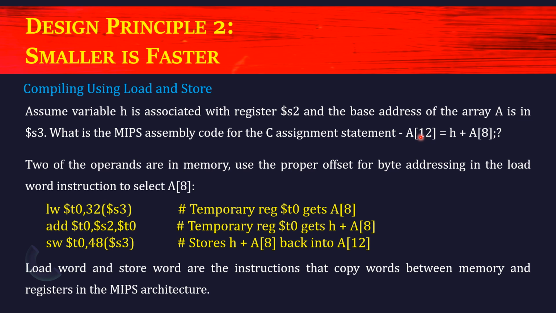We need to make use of multiples of 4. 12 times 4 is 48. So we need to add an offset of 48 to the starting address in $S3. We are going to store the word from $T0 to this location. It stores H plus A of 8 back into A of 12. So the word which is in $T0 is going to be stored in this particular location. So load word and store word are the instructions that copy words between memory and registers in the MIPS architecture.